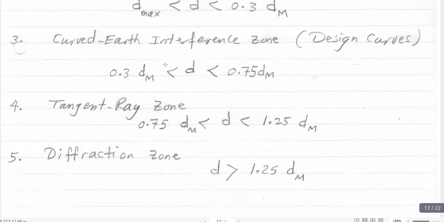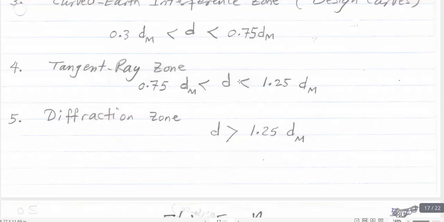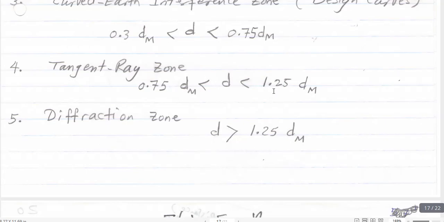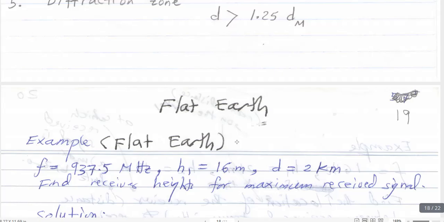Now, for the curved Earth interference zone, even if the distance is greater than dm, there would be communication because there is diffraction. D is between 0.3 dm and 0.75 dm. For the tangent ray zone, D is between 0.75 dm and 1.25 dm. The diffraction zone is greater than 1.25 dm.